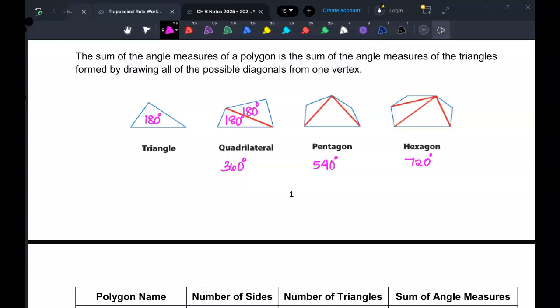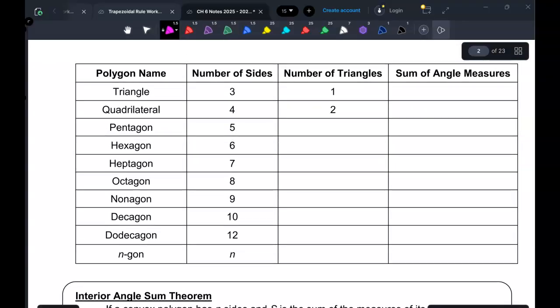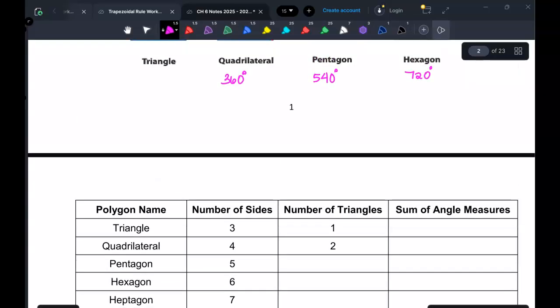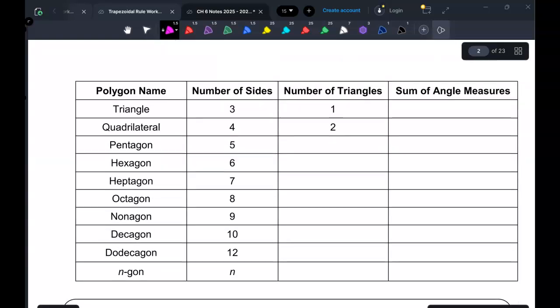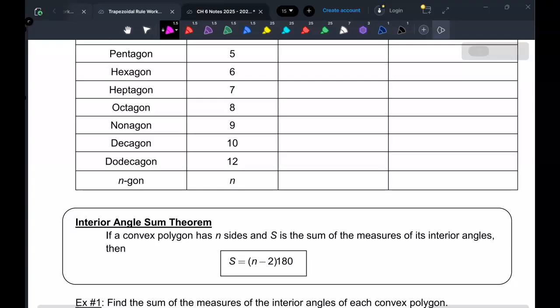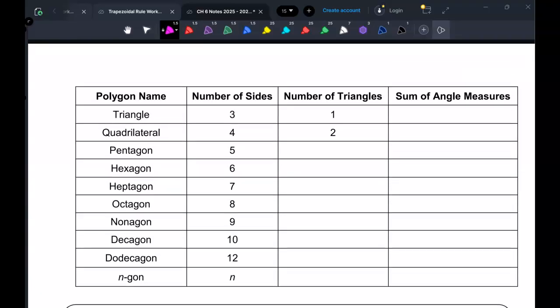Imagine if you had a polygon with 100 sides, 100 times 180. Obviously we're not going to look at polygons with 100 sides. You do not need to memorize all of these numbers. We have not done this specifically, but we did do the names of the polygons, so hopefully we still remember them. If you don't, make sure to go back and review them.